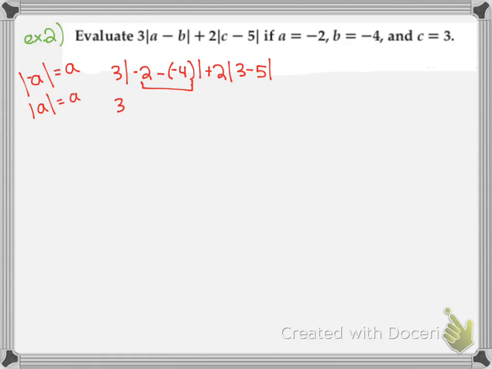So we have 3 absolute value of -2 minus a -4. So this becomes plus. So -2 plus 4 is a +2. Plus 2 times the absolute value of 3 minus 5, which is negative 2. Okay, so this becomes 3 times 2, which is 6, plus 2 times 2, because the absolute value of negative 2 is positive 2, which is 4. So our answer here is 10.